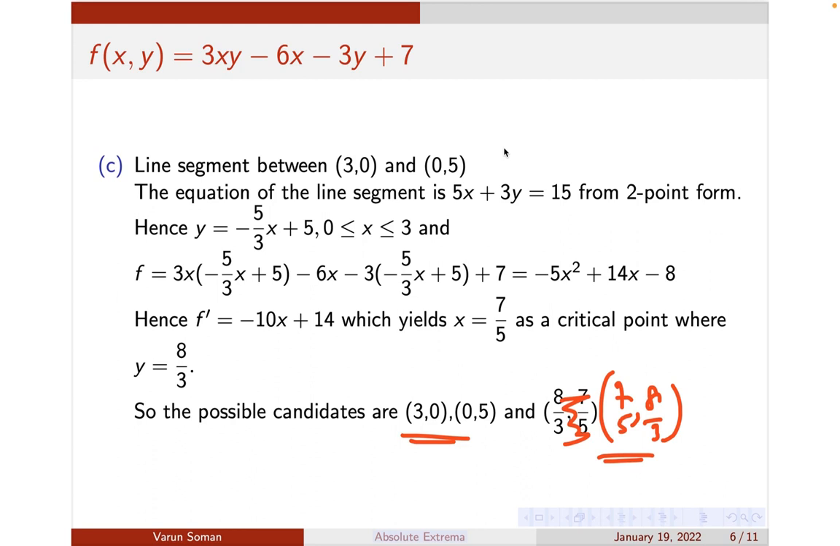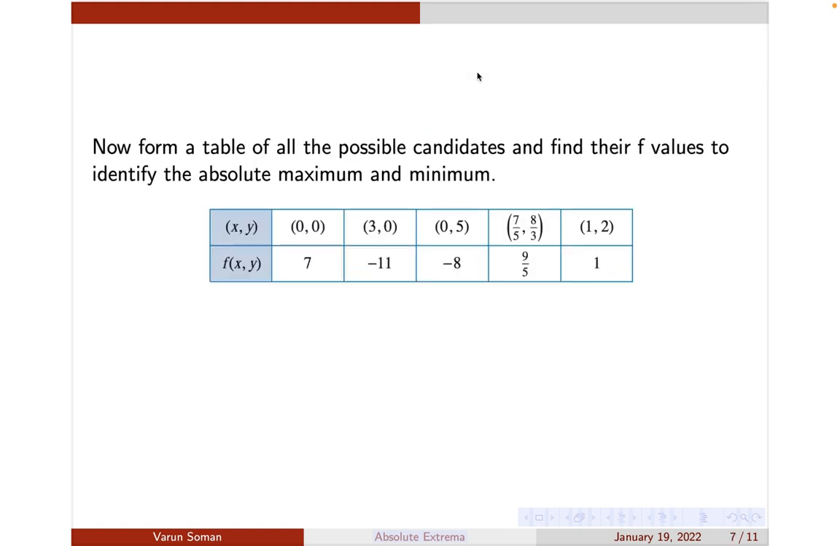Now what you will do is find the values of f of x, y. So you find f of 3, 0, you find f of 0, 5, again you find f of 7, 5, f of 8, 3, etc. This way you have to complete everything. Just find out x, y; this is our table. You take f of x, y. Complete the table, and from the table itself you can read out the absolute maximum and minimum.